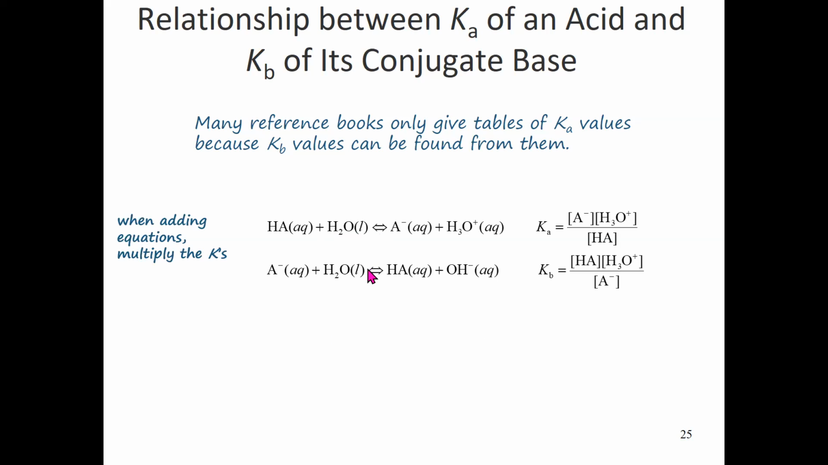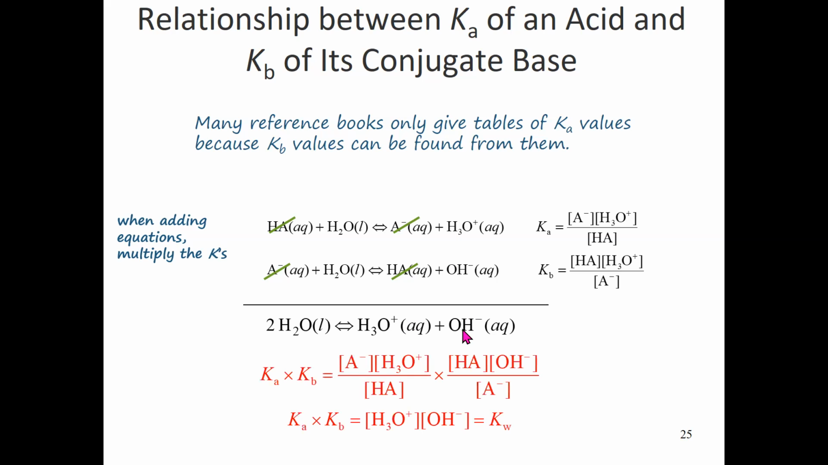And remember, when we add equations, we multiply the equilibrium constants. So I'm adding these two equations. These A minuses cancel out and the HAs cancel out, so that we're left with two waters, H3O plus, the hydronium, and the hydroxide. So the Ka times the Kb, notice the HAs cancel out, the A minus cancels out, so we're left with the hydronium times the OH concentration. So that's where we're getting the Kw equals the Ka times Kb.